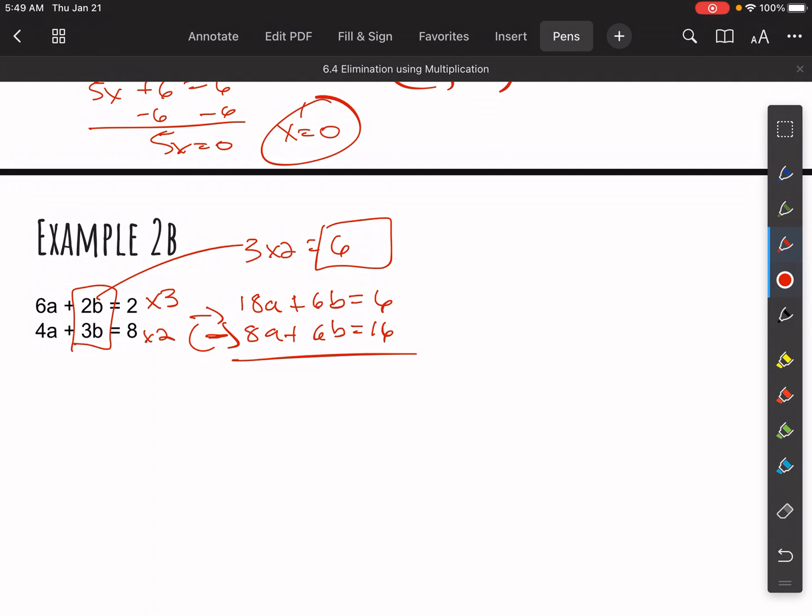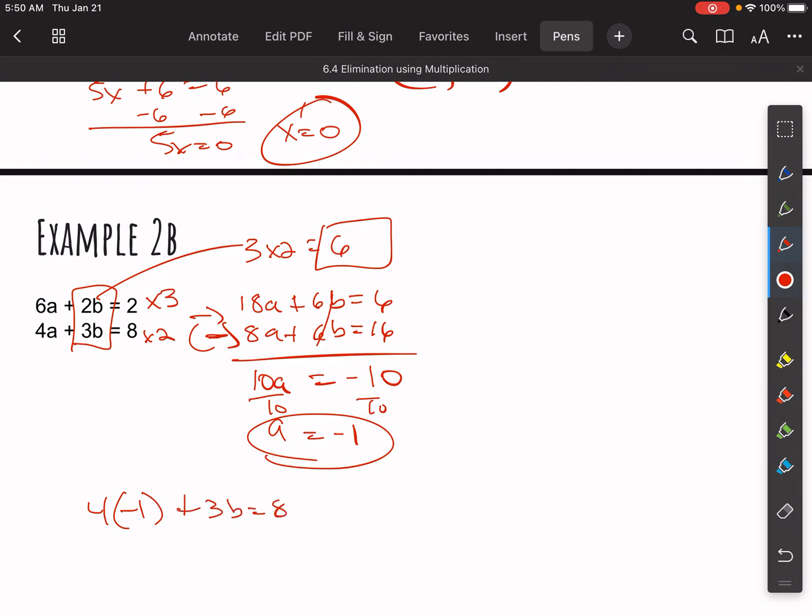Subtract these, and I get 18 minus 8 is 10a. 6 minus 6 is just nothing. 6 minus 16 is negative 10. Divide both sides by 10, and I get a is equal to negative 1. Plug that back in. Okay, 4 times negative 1 plus 3b equals 8. That's negative 4 plus 3b is equal to 8. So 3b is equal to, if I add 4 to both sides, 12. Divide both sides by 3, and I get b is equal to 4.